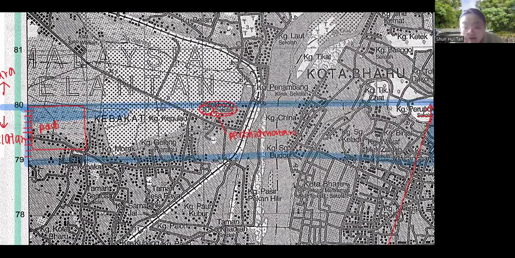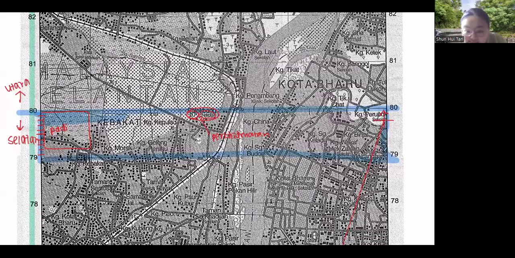Now, beware, kegiatan ekonomi. Kegiatan ekonomi means economic activities. Economic activities means the activity that we use to earn money. What business you are doing or what sector that you work in. Yeah, pertanian, because you see padi, right? Perkhidmatan, because you see balai polis, sekolah. Now, any other things that you can see?